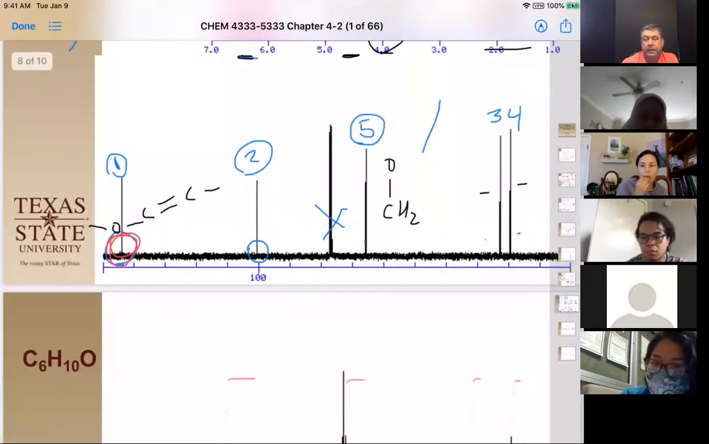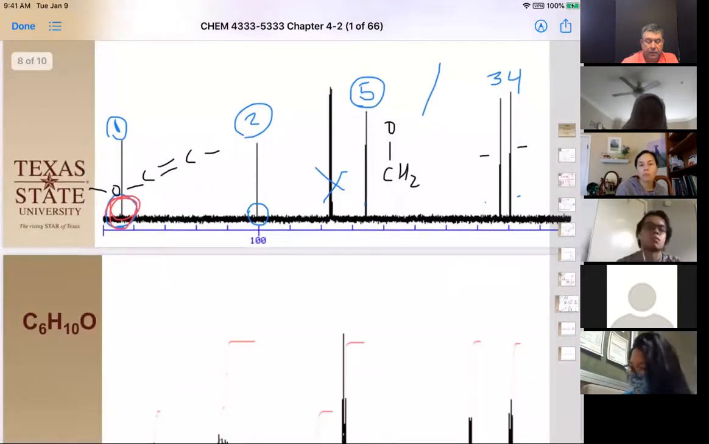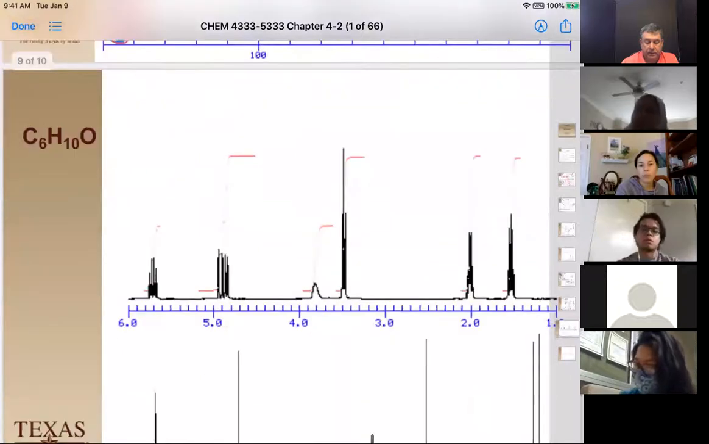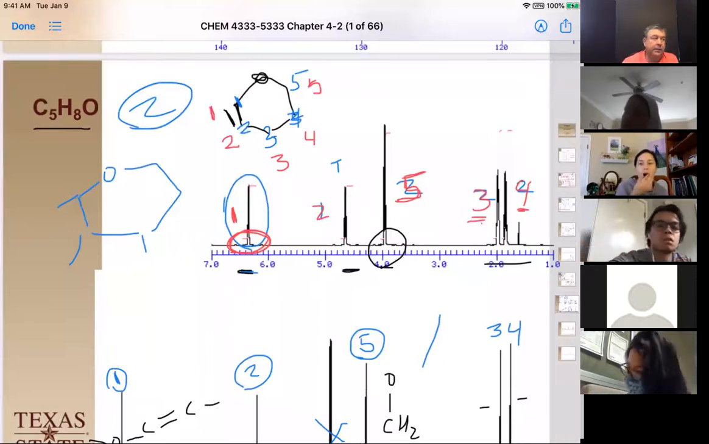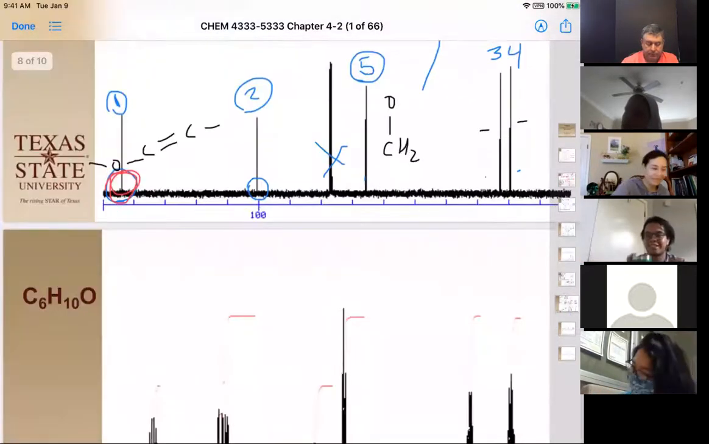So that eliminates the other isomer possible. All right, let's see. Any questions on that one? All right, let's do one last one, and maybe I'll get the hydrogen deficiency calculation correct. All right, let's start with this one.